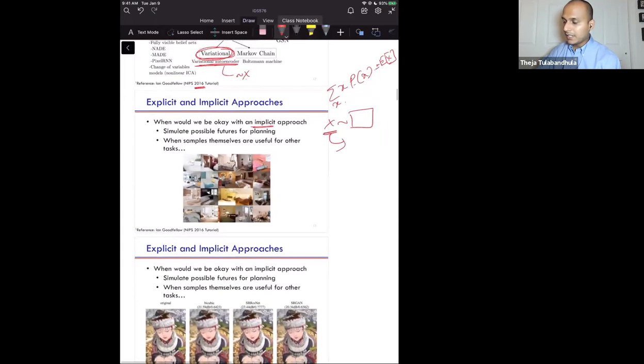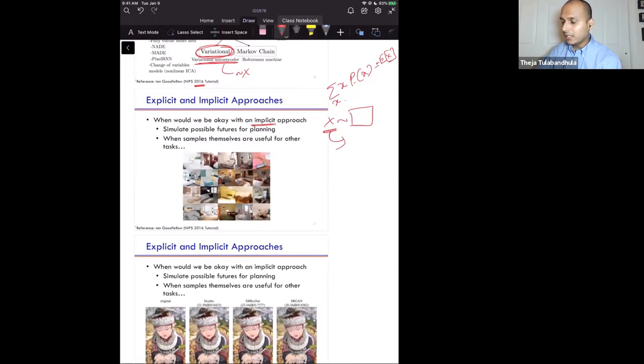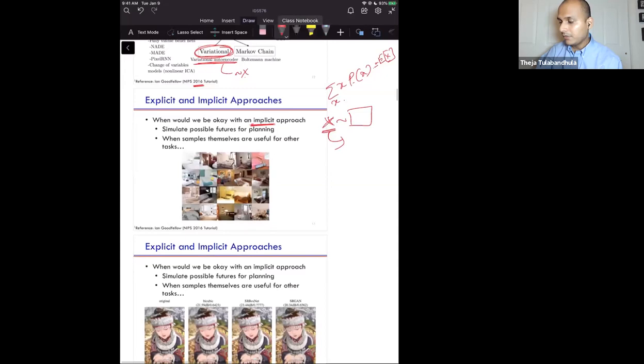So when would an implicit approach be okay? When you don't need expectations. For example, when you just want to get some samples. For example, you could have a box which is producing all the future trajectories of stock prices. Once you have these future trajectories, those are future scenarios of stock prices. Then you're probably fine with just that as an output because that was your goal. For each scenario, you can plan, for example, a portfolio allocation strategy. So the samples themselves are useful for the decision-making task.